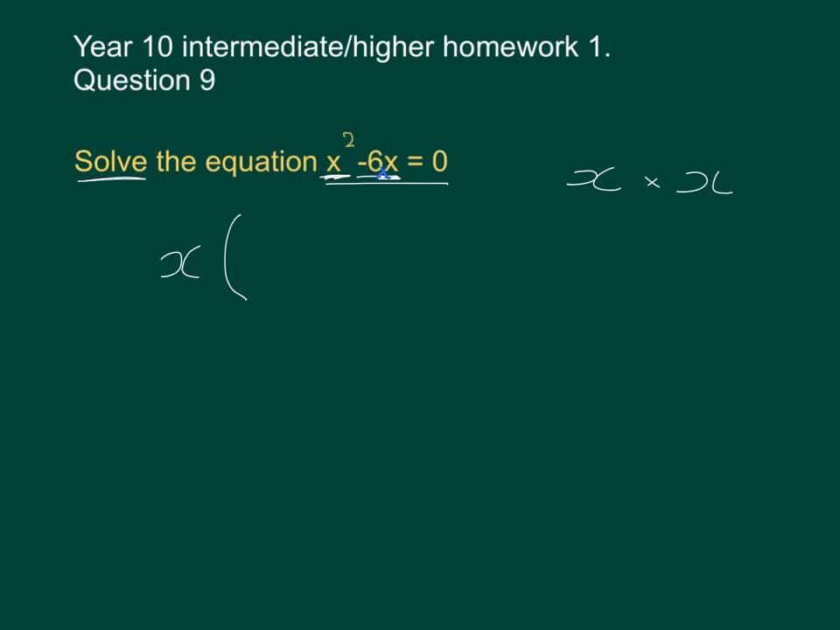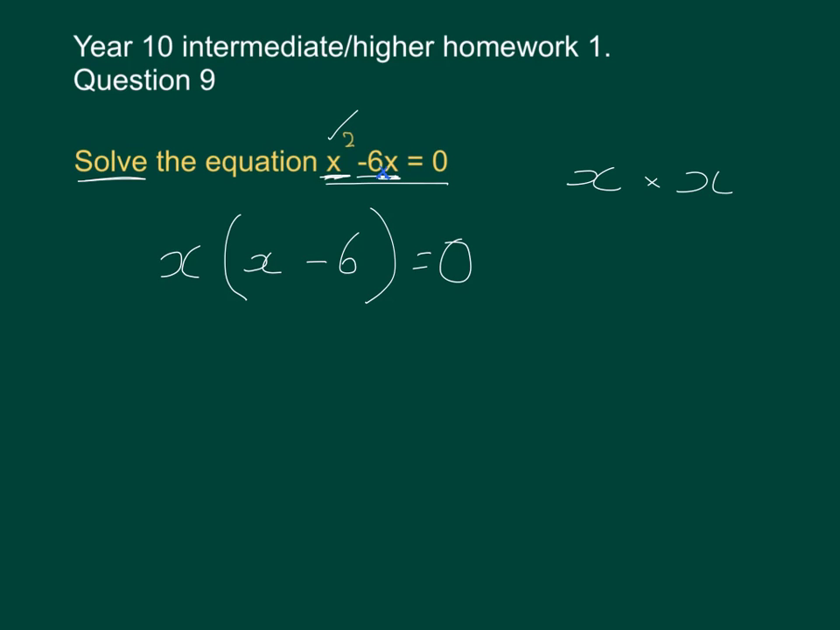And x times x gives us x squared. So we got that. And x times minus 6 gives us minus 6x. And that equals 0.